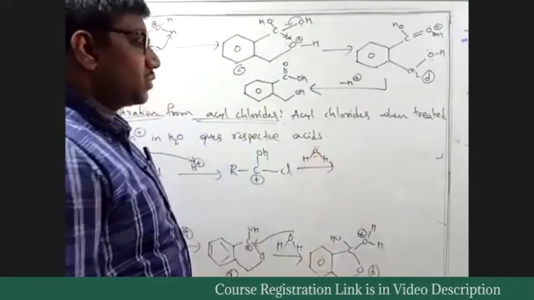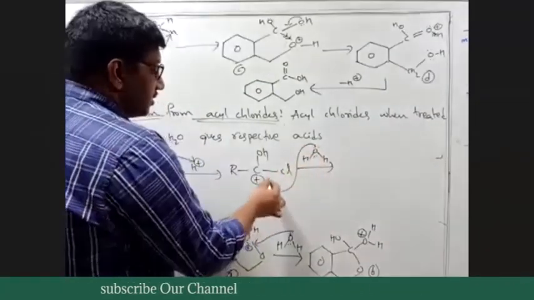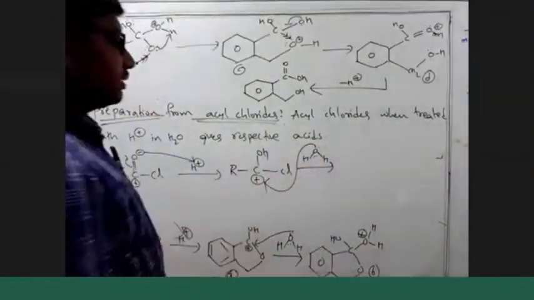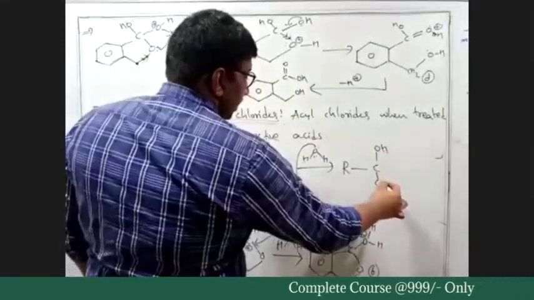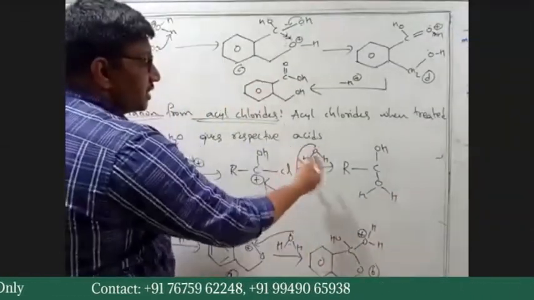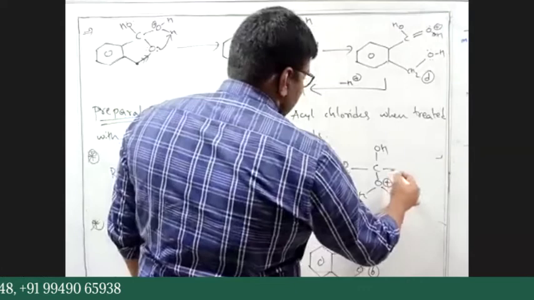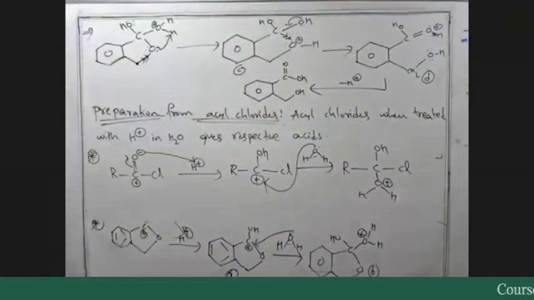H2O has two lone pairs on oxygen. So a lone pair on oxygen initiates the reaction. That will attack this particular carbon. Then we get RCOH and O with two hydrogens. This oxygen will have positive charge and chlorine would be as it is.